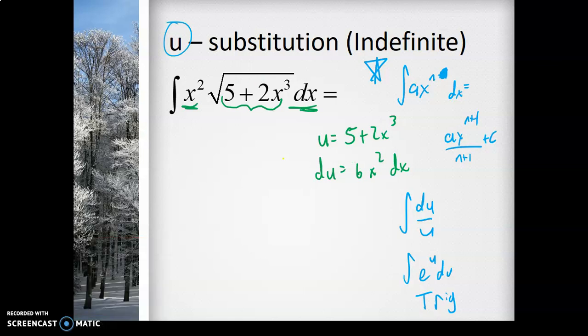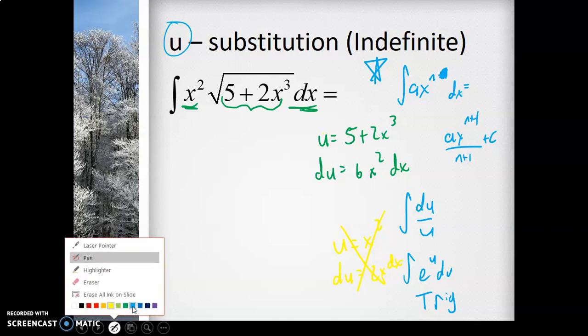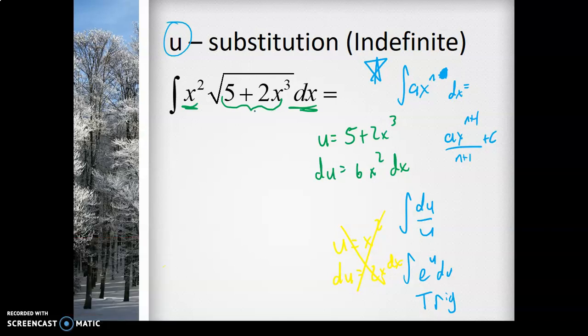If I had tried something else, if I had said, okay, well, let's make u be x squared, then du would be 2x dx. And then I would have this square root, and it would get really complicated, and it wouldn't work. So I don't want to use x squared. I want to use 5 plus 2x cubed. But sometimes you just have to use trial and error with different u values to see which one ends up working. So underneath here is what I'm calling u.